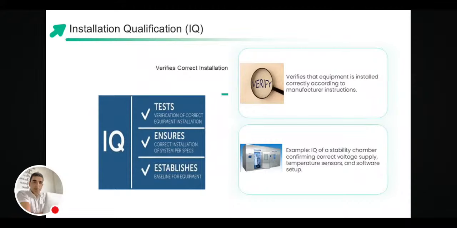For example, if a stability chamber is installed without verifying the correct voltage supply, it may malfunction, potentially compromising product stability. By recording all observations during installation, we create a reliable audit trail that helps identify and resolve issues early, ensuring the equipment remains compliant and functions as intended from day one.